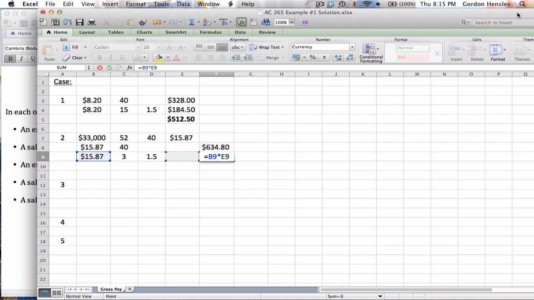So the hourly rate times the extra 3 hours times the 1.5 gives me $71.42. And then I'll add these two together. Altogether, $706.22 is the total gross pay for that employee.